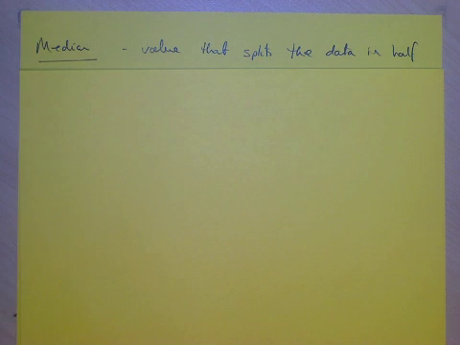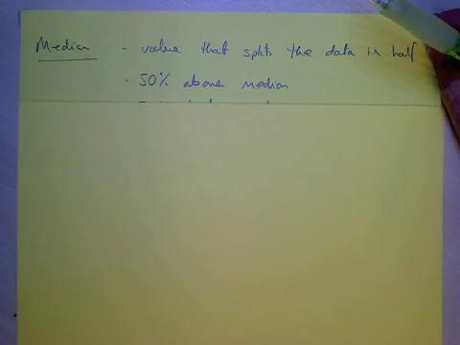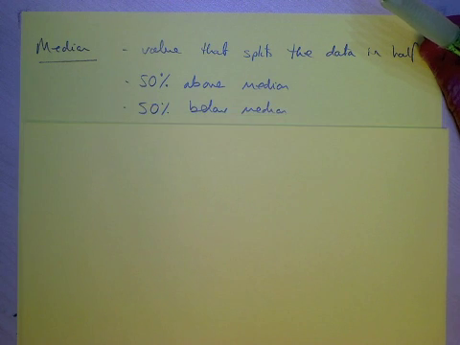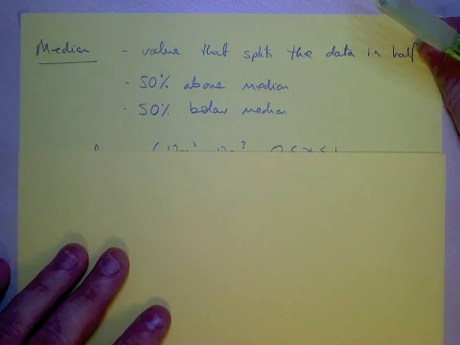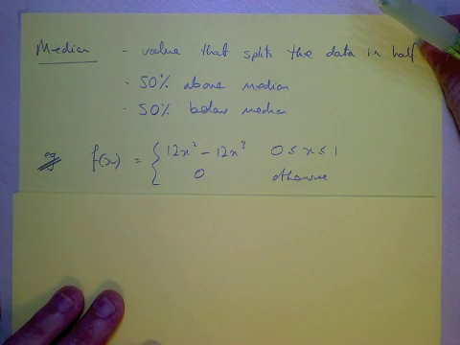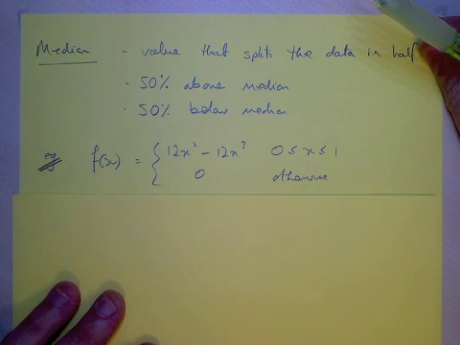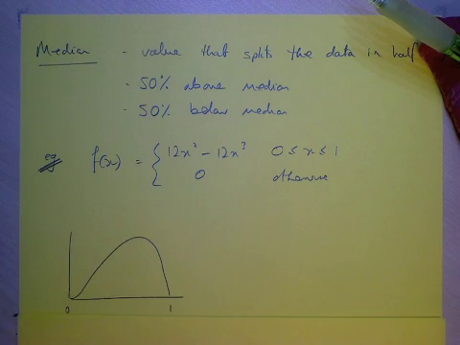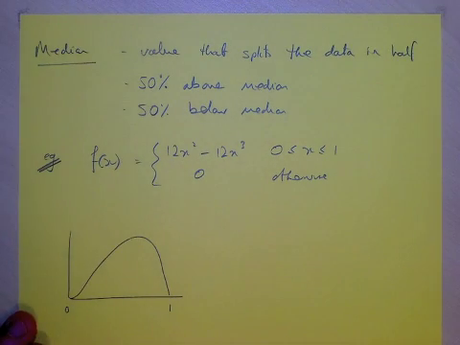Okay, we'll go on to look at the median, which, if you remember, is the value that splits the data in half, so that the median is such that you've always got 50% of the data above the median and 50% of the data below the median. Again, we'll take a look at an example. We'll take the same probability density function as before, and we already know that it looks like this.